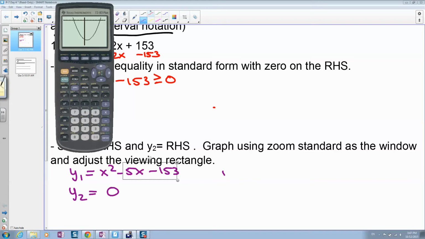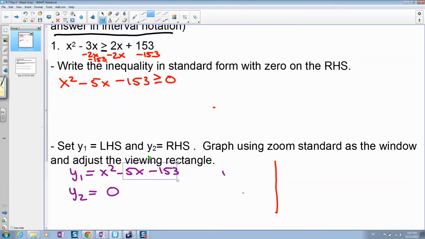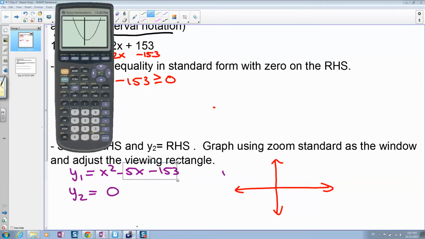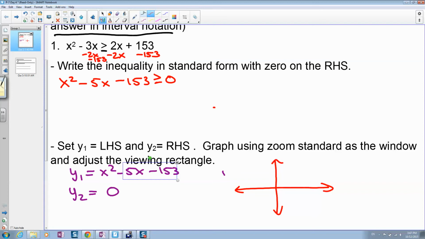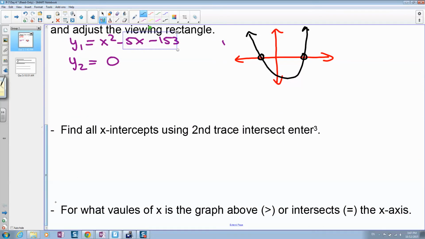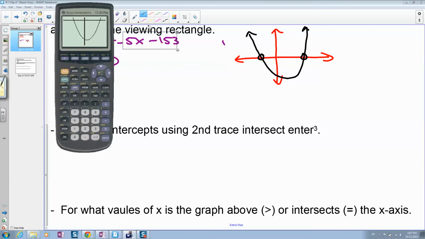So let's sketch the parabola. Notice what it looks like here. We will sketch, that looks like that. All right. So notice we have two intersection points here that we have to find when we get back to our calculator.